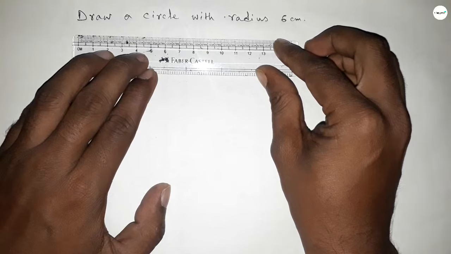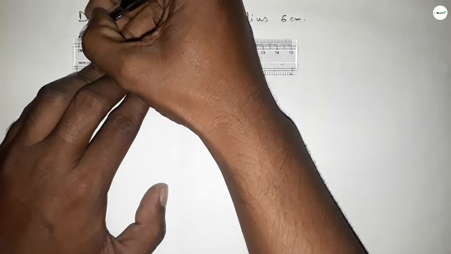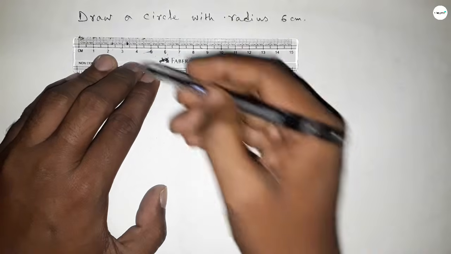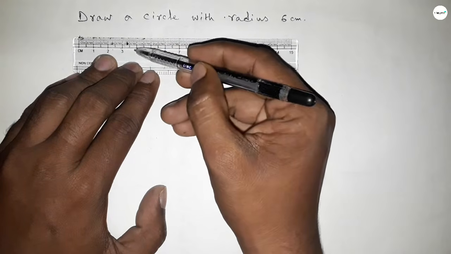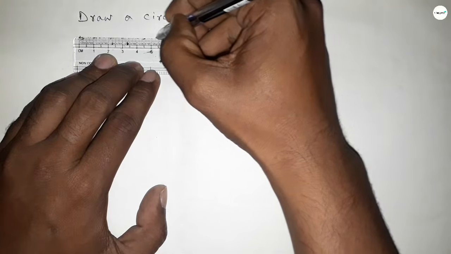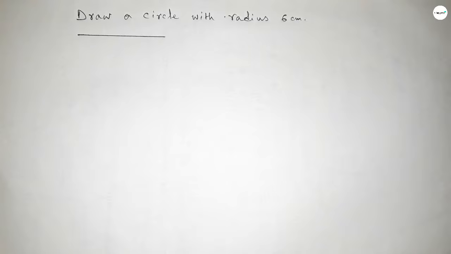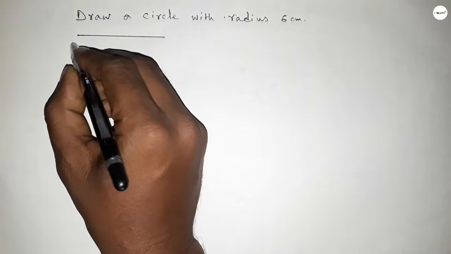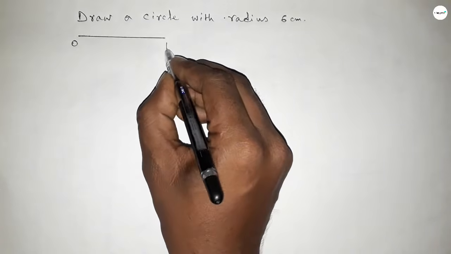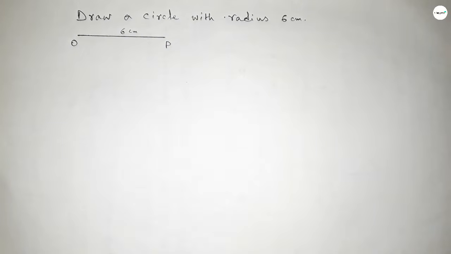First of all, drawing here a line of length 6 centimeter. So this is starting 0, 1, 2, 3, 4, 5, 6. So first drawing here a line of length 6 centimeter, and this is O and P. So OP equal to 6 centimeter.